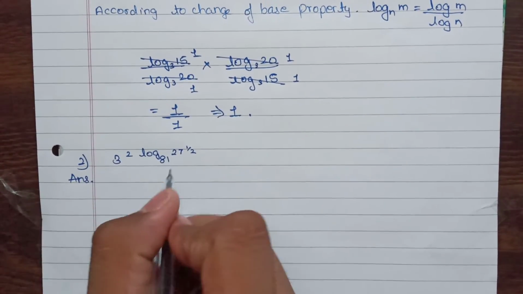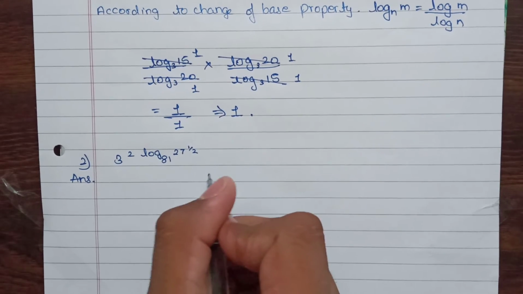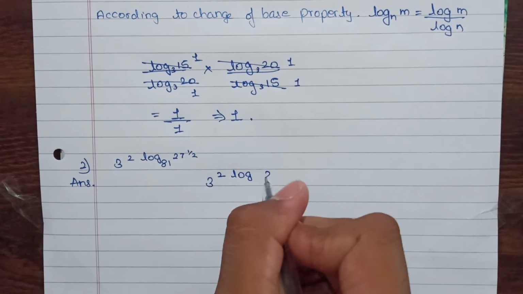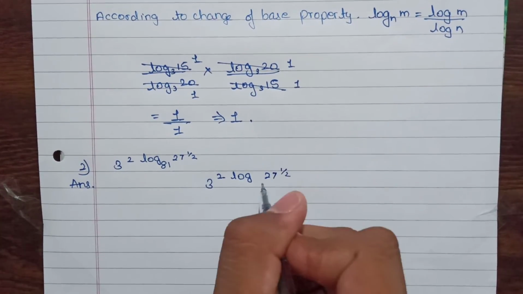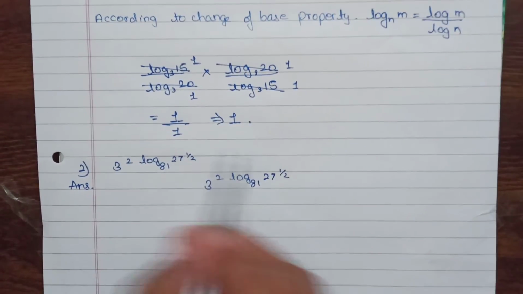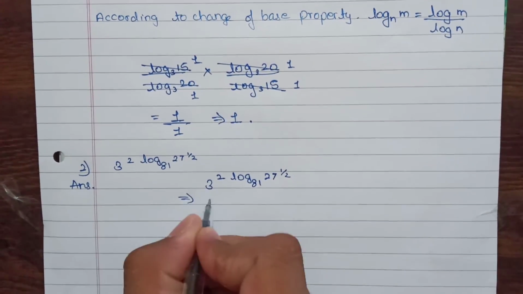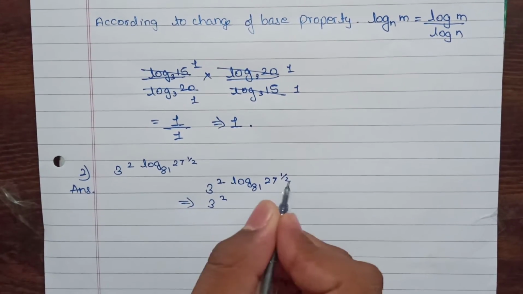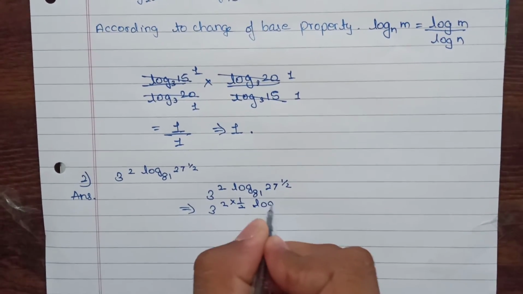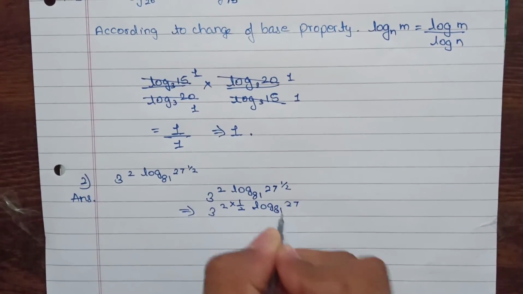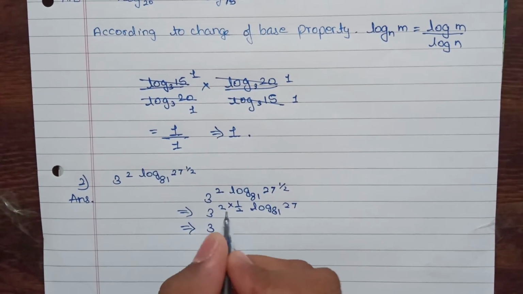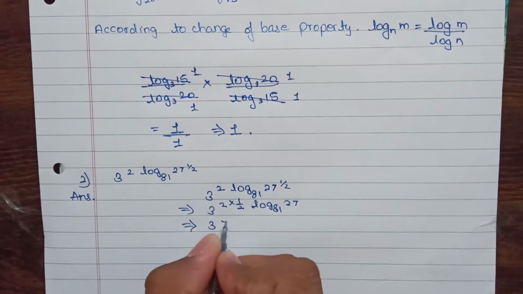The first step, it would be the same question itself. 3 raised to 2 into log 27 raised to half to the base 81. So now first we will take this half in the front. So it would become 3 raised to 2 into half, which becomes 1 upon 2, log 27 to the base 81. So now we will write it as 3 raised to 2 and 2 will get cancelled.